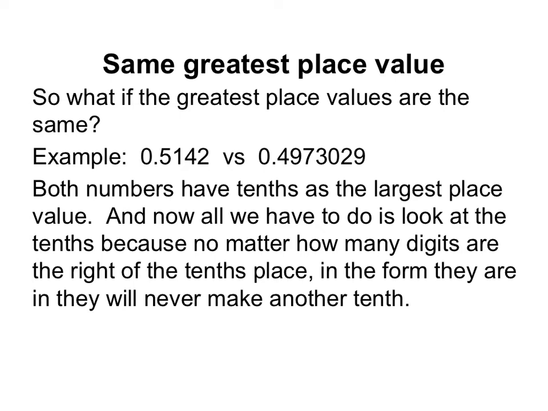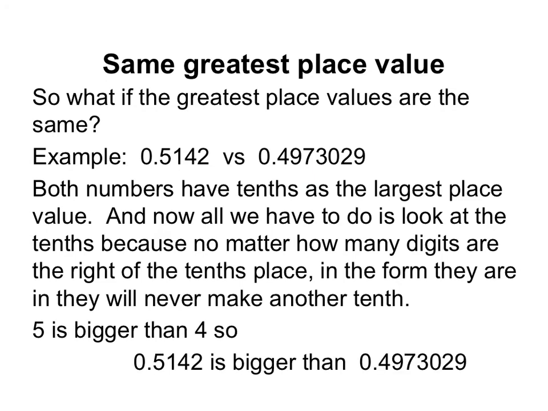So even though, for example, in this number I have 9 hundredths, and I even have a 7, that number will never bump that 4 up to a 5 or a 6 or a 7. So it doesn't really matter about any of those smaller pieces. I can just look at the 5 in the tenths place and the 4 in the tenths place. 5 is bigger than 4, so I can tell that the number on the left is larger than the number on the right.